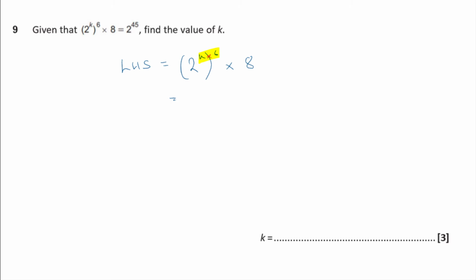So that's going to give me 2 to the power of 6k. Okay, now 8 is 2 cubed, isn't it? So I can rewrite that as 2 to the power 6k times 2 cubed. I've got two numbers with the same base, so I can just go ahead and add the indices together. That is going to be equal to 2 to the power of 6k plus 3.